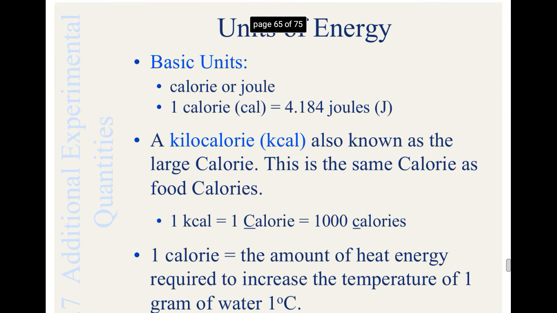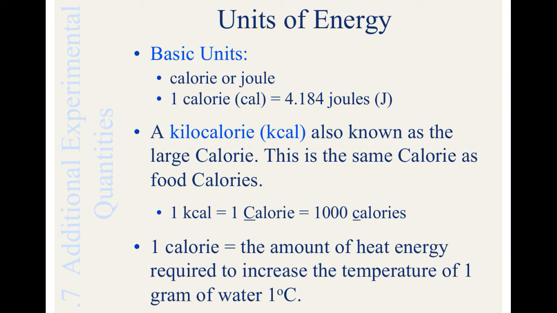The basic units of energy are either the calorie or the joule, which is what we most commonly use in Chemistry 101. And you can see here that 1 calorie, and it's important that I note that this is with a small c, 1 calorie is equal to 4.184 joules. A kilocalorie, where K stands for kilo, is 1,000 calories. So the kilocalorie is also known as the large calorie, the big C. This is the same as food calories.